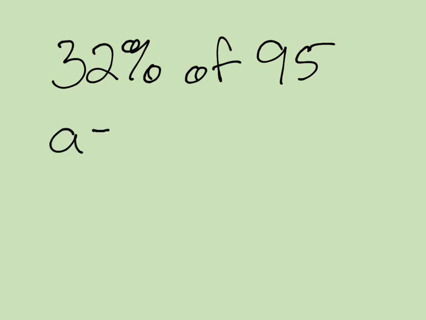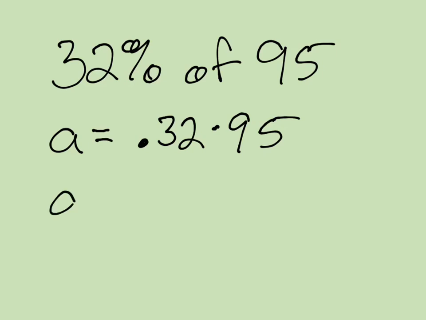So you get A equals 0.32, because remember, it's a percent as a decimal or a fraction, usually a decimal, of 95. So it's 0.32 times 95. And so then we just take our calculator and we say 0.32 times 95, and we get 30.4. So A equals 30.4. And depending on the case, you might round to the nearest whole number or not. And so we know that 30.4 is 32% of 95.